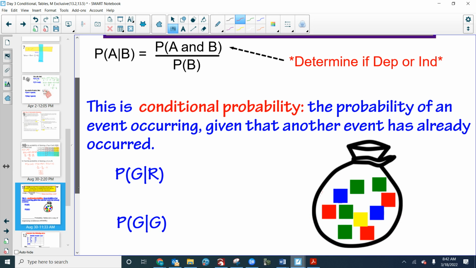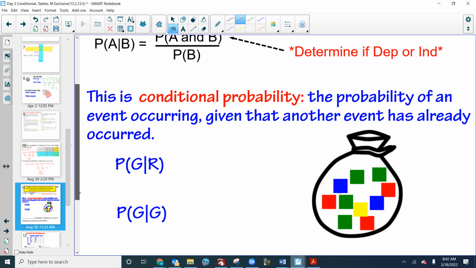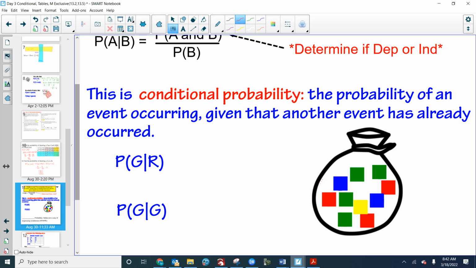Marbles, I don't know what these are, just pieces of paper in a hat, looks like, something like in a bag. How would we read this one? P of picking a green given we've already picked a red. Let's say it again. Probability of picking a green given that I've already picked a red. So the line is given? Given that, yeah. Okay. Given that.